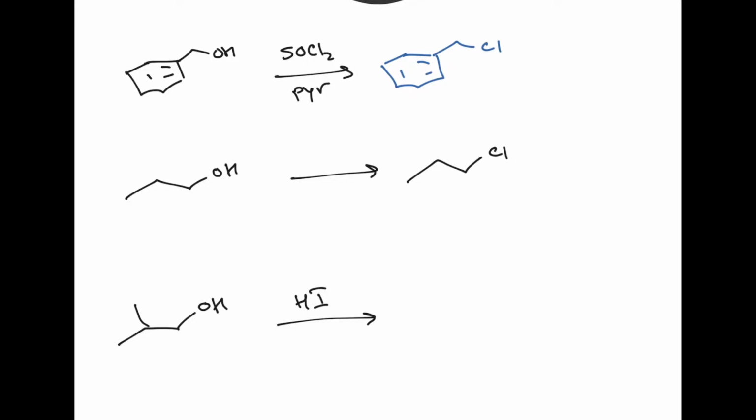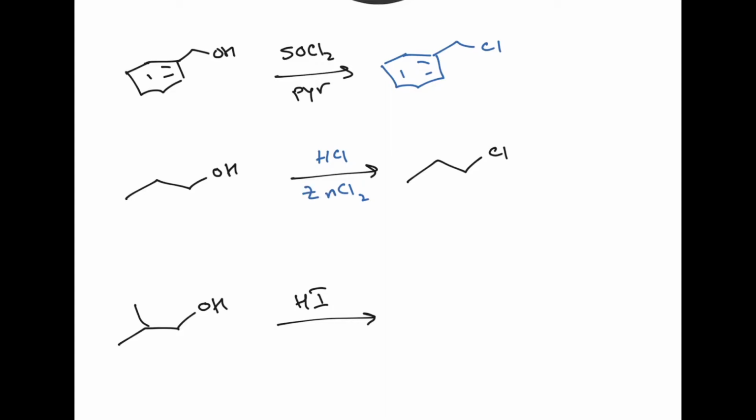Well, it's a primary alcohol. So to turn it into a chloride using HCl, you also have to use zinc chloride as well. Remember, HCl doesn't react well with just a primary alcohol, but you could also use phosphorus trichloride and pyridine or thionyl chloride and pyridine.